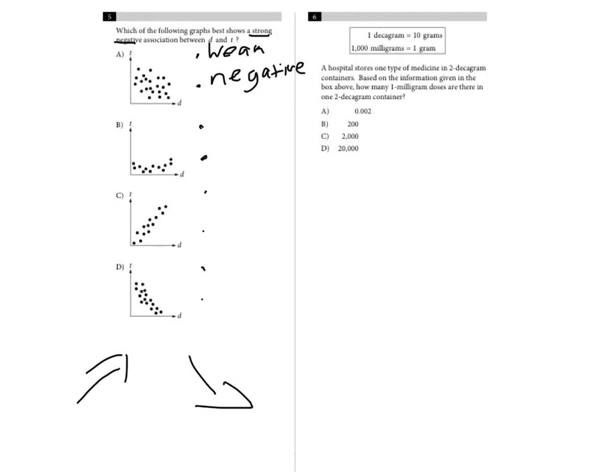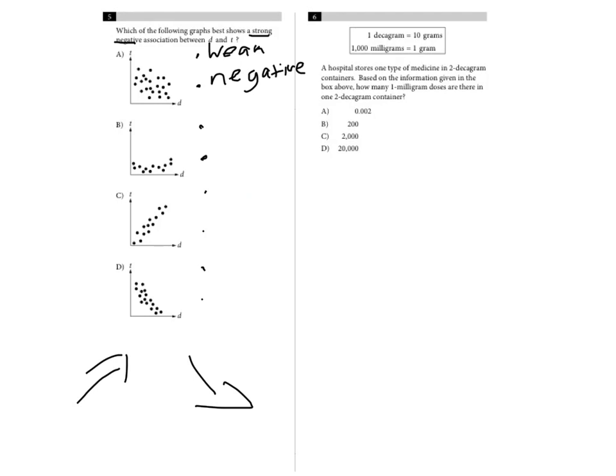It's weak because all the points are kind of scattered a little bit, but it's negative because they're all going in one direction, and that direction is in a negative direction. Okay, what about this next one? It's kind of strong somewhat. However, they're not really going in a direction. They're kind of going to the right.